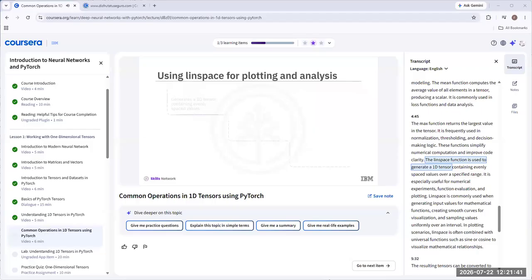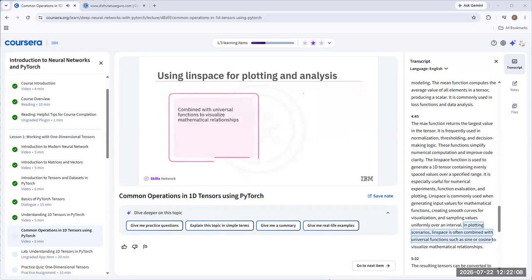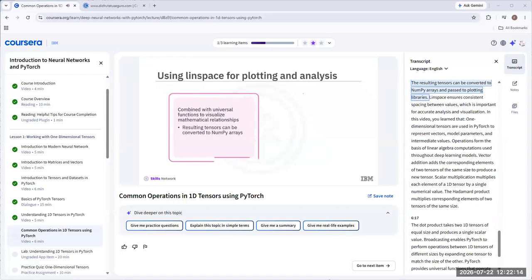The linspace function is used to generate a 1D tensor containing evenly spaced values over a specified range. It is especially useful for numerical experiments, function evaluation, and plotting. Linspace is commonly used when generating input values for mathematical functions, creating smooth curves for visualization, and sampling values uniformly over an interval. In plotting scenarios, linspace is often combined with universal functions such as sine or cosine to visualize mathematical relationships. The resulting tensors can be converted to NumPy arrays and passed to plotting libraries. Linspace ensures consistent spacing between values, which is important for accurate analysis and visualization.